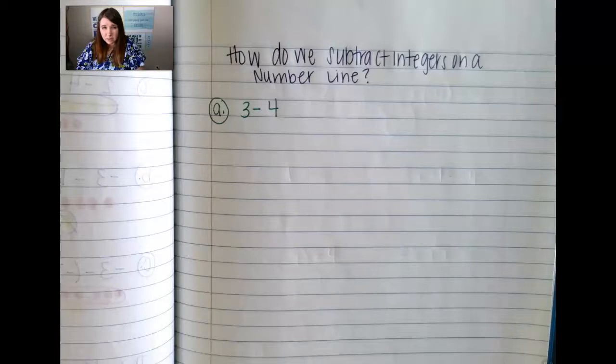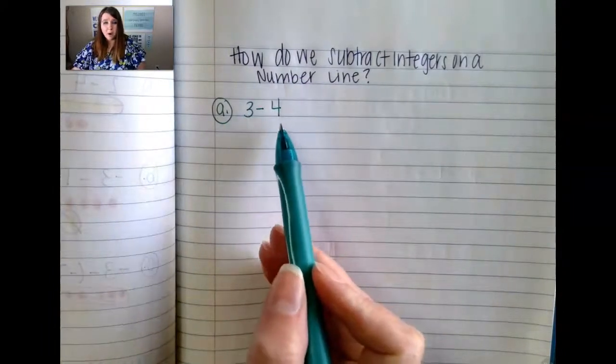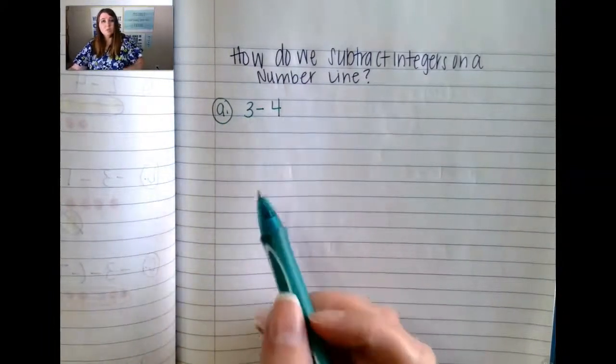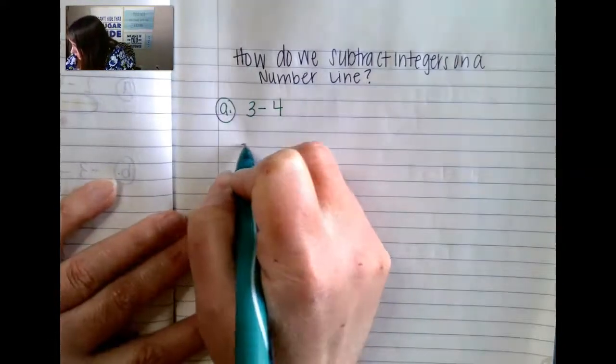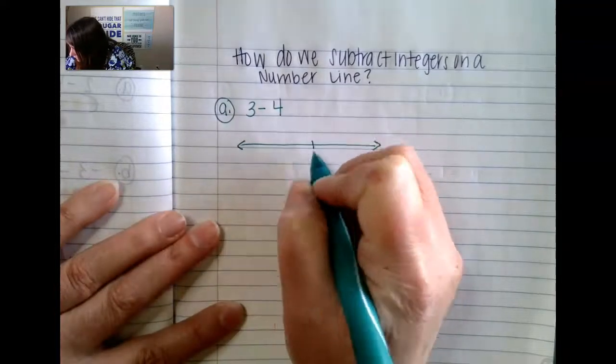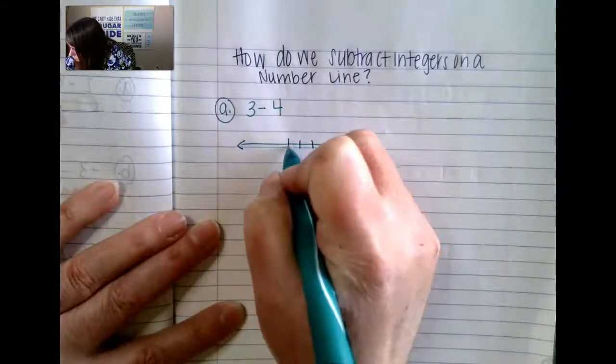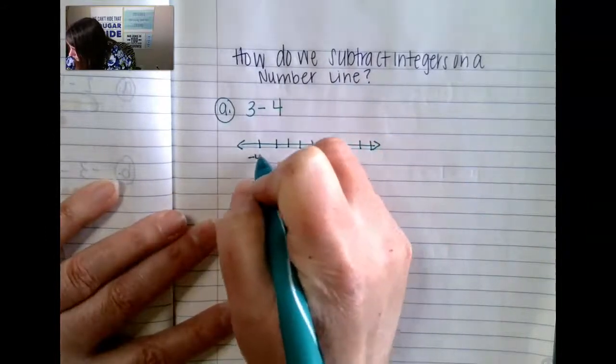Because we are using a number line, we're going to be seeing the distance from 0 that we're going to be going back and forth in order to solve some of these problems. So the first problem that we have today is a positive 3 minus a positive 4. And because we're doing this on a number line, we're going to first build our number line here. So I have 0, 1, 2, 3, 4, 1, 2, 3, 4.